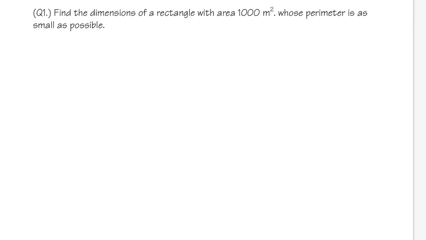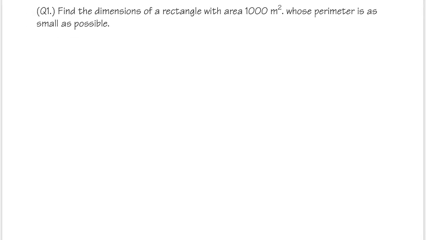And now let's go ahead and get started with number 1. Right here it says we are going to find the dimensions of a rectangle, and the area of it is 1000 meters squared, and we want the perimeter to be as small as possible.